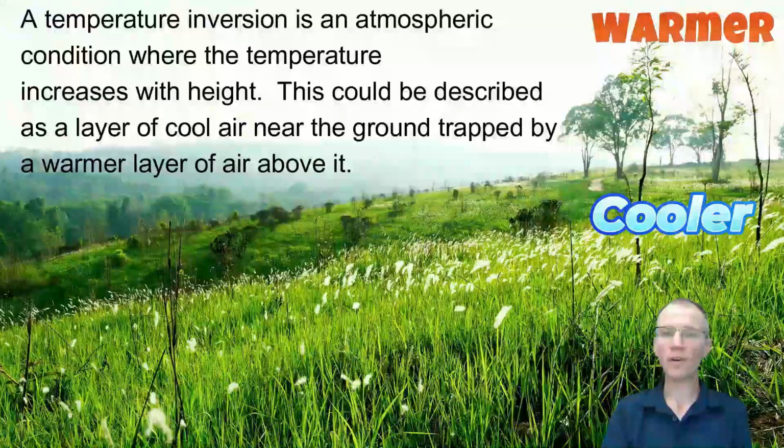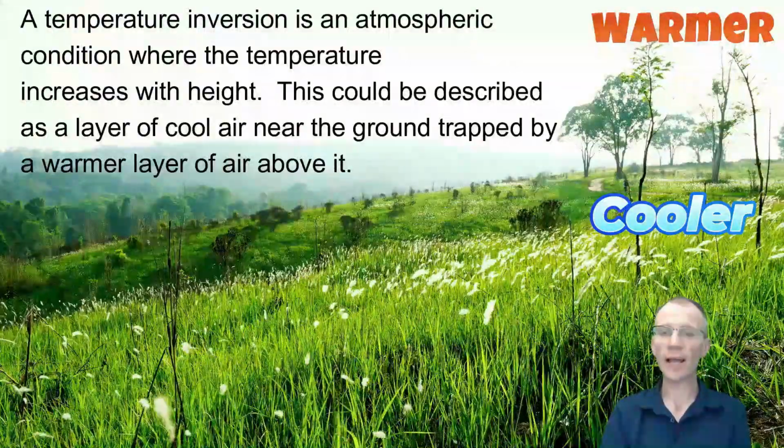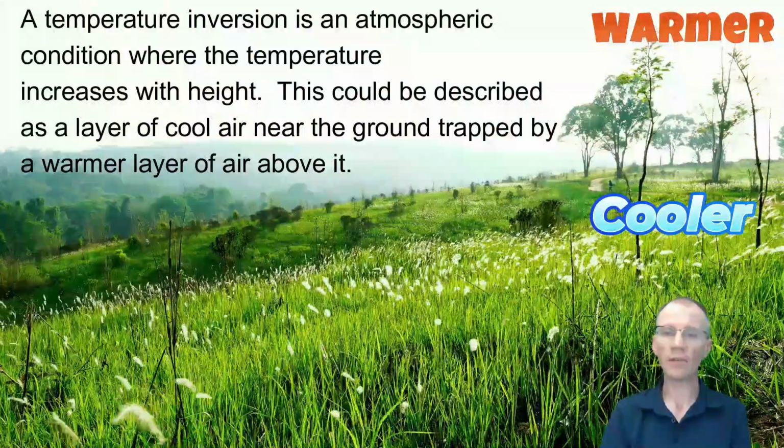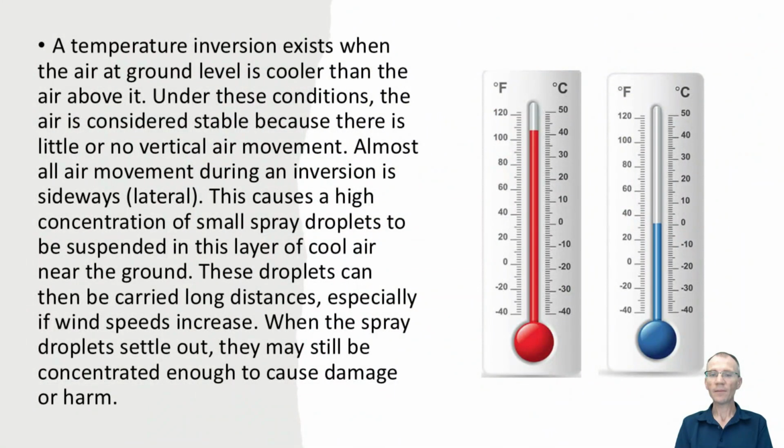A temperature inversion is an atmospheric condition where the temperature increases with height. This could be described as a layer of cooler air near the ground trapped by a warmer layer of air above it. A temperature inversion exists when the air at ground level is cooler than the air above it. Under these conditions, the air is considered stable because there is little or no vertical air movement. Almost all air movement during an inversion is sideways or lateral.